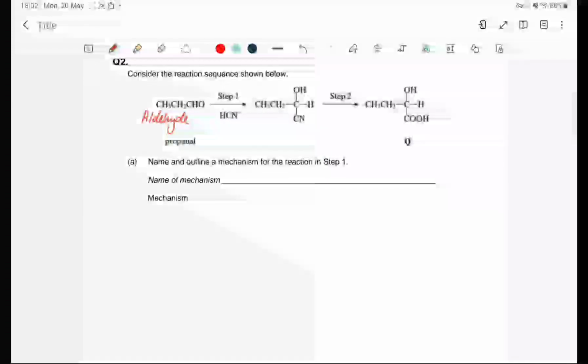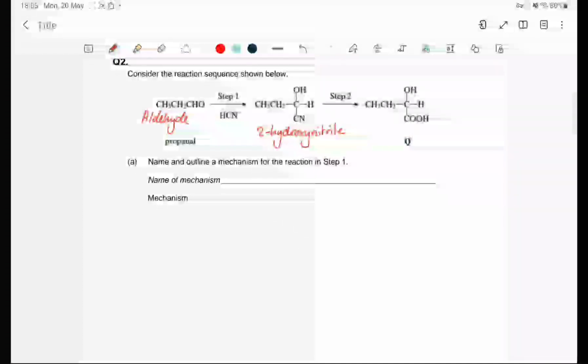And we're going to a hydroxynitrile. Now note that we have a change in the number of carbons. In the aldehyde, we've got propanal, which is of course 3 carbons, but then in the hydroxynitrile, we've gained a carbon, we've got 4 carbons.